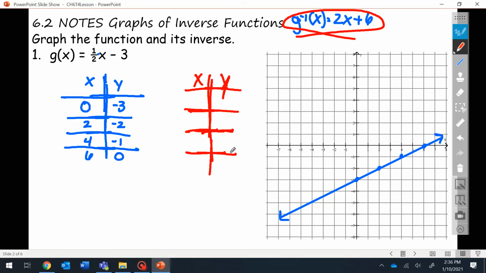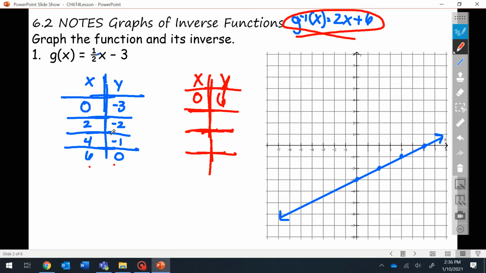I could just pick a bunch of x values and plug them in, and get my y value. Or I can use the table over here. Now why can I use this table over here? Well, if I want ordered pairs for my inverse function, all I need to do is switch the x and y values. So 6, 0 becomes 0, 6.